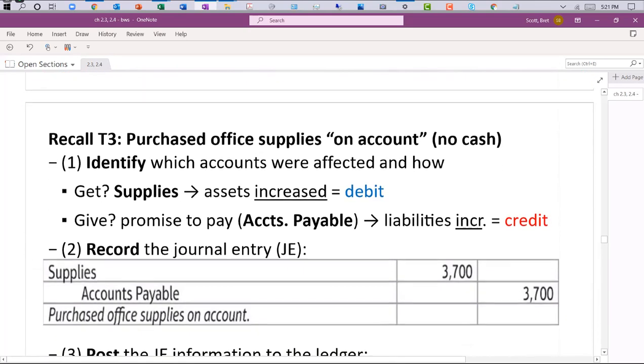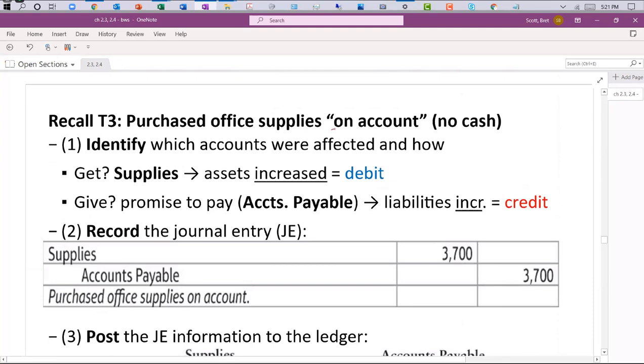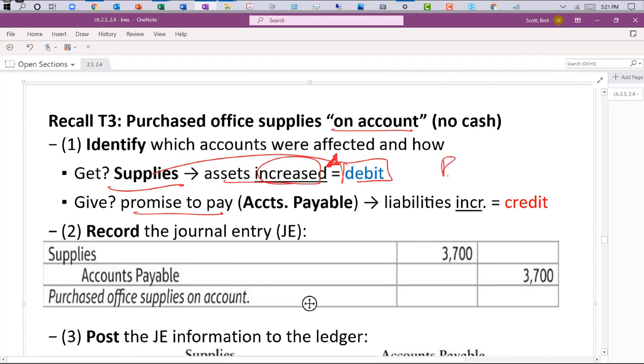Purchase office supplies on account. We got supplies, we gave a promise. We did not give cash. If you're not quite sure on how to record this, start with what you know best. If it makes sense that when we get supplies an asset account increases, we need a debit, that's a good starting point. You don't necessarily need to know or remember all the rules. Even if you can remember half of this, how to record this transaction, you're likely more like 90% of the way there. Go down into your journal and start to record what you know.